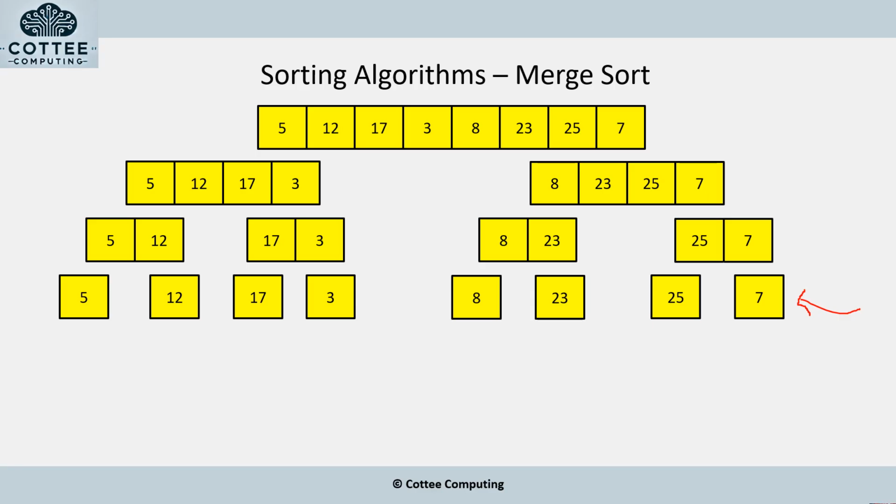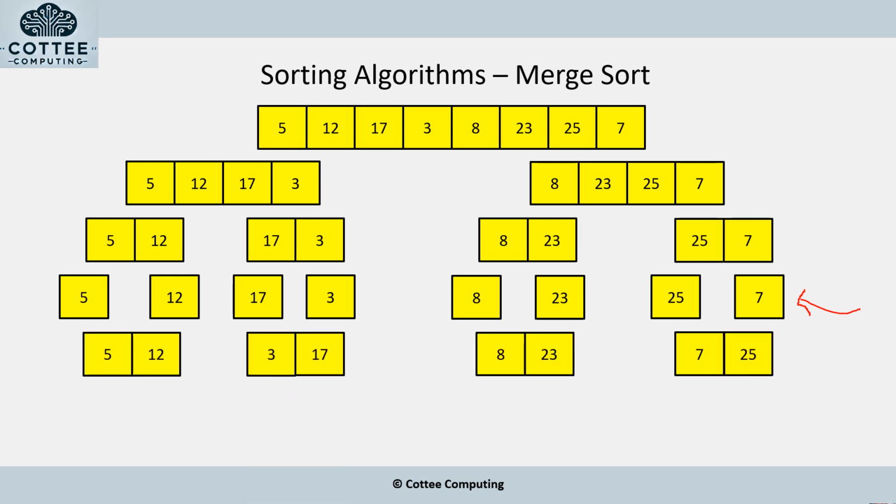Now we're at this point, what we can do is merge those together. So we can look at 5 and 12. Merge 5 and 12 together, well, it becomes 5 and 12. Oh, they've all come up at once. 17 and 3, well, we'd swap those two around, so 3 and 17. 8 and 23 are already sorted. 25 and 7, we just have to swap them around.